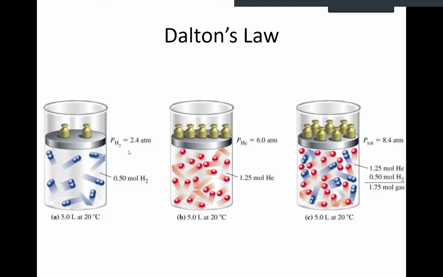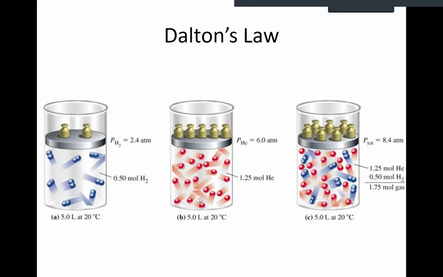On the left side, we've got half of a mole of hydrogen. It's kept at 5 liters and 20 degrees Celsius. Under those conditions, the hydrogen alone exerts a pressure of 2.4 atmospheres. In the picture in the middle, 5 liters and 20 degrees Celsius, we have 1.25 moles of helium. Under those conditions, the helium exerts 6 atmospheres of pressure.